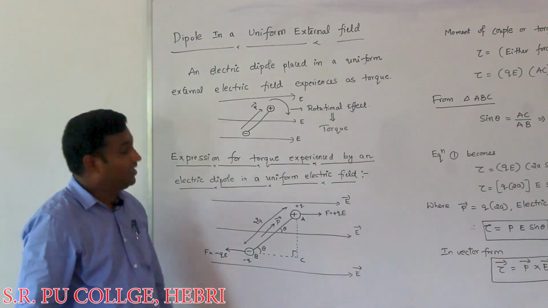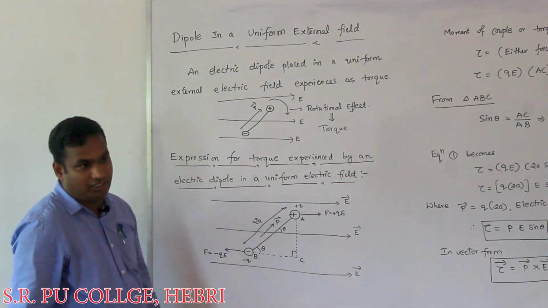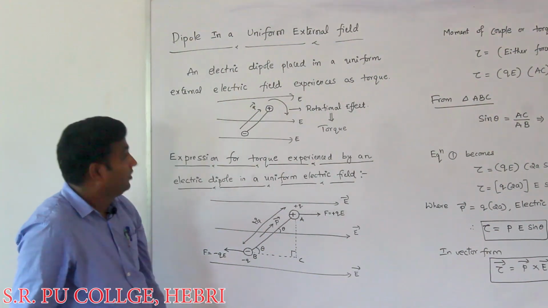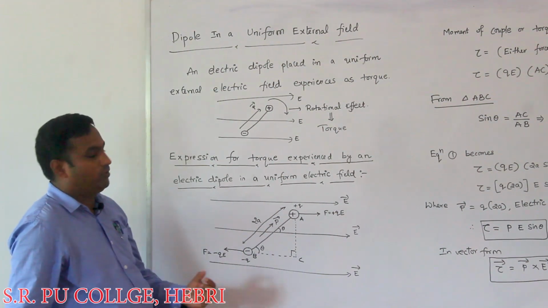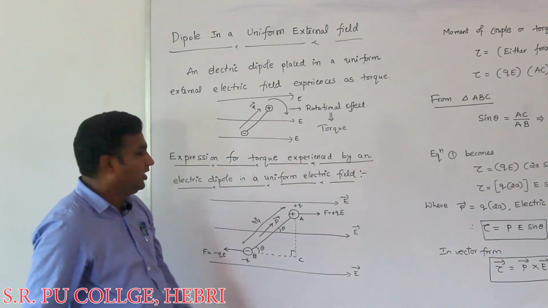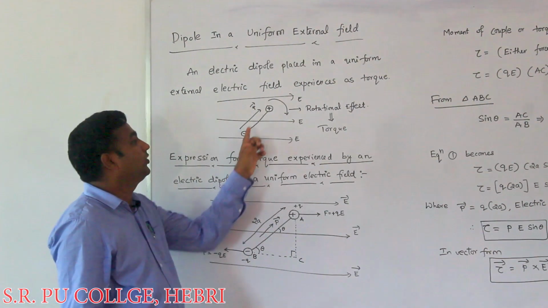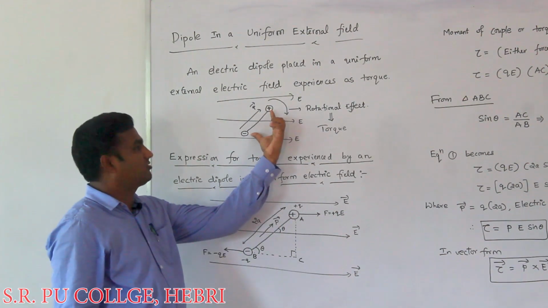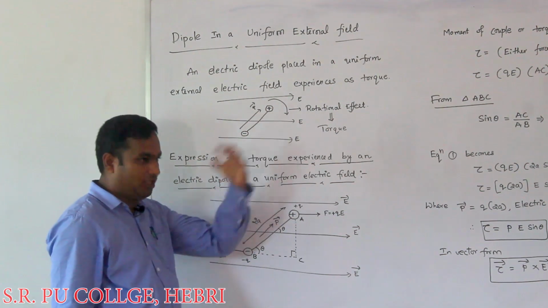Dear student, we start the next concept in the electric charge and electric field topic: dipole in a uniform external field. You already learned in the last video the meaning of electric dipole. An electric dipole is nothing but two equal and opposite charges separated by a very small distance. That itself is called an electric dipole.